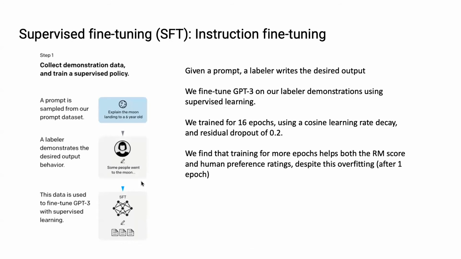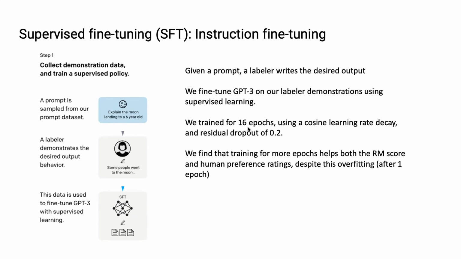Okay, that's the prompts. And then in step 1, they just sample a prompt from their prompt datasets, and then ask the labelers to write the desired outputs, and then they update the model weights to fine-tune the model. Yeah, so they fine-tune the GPT-3. So I think they use a smaller GPT-3 model. Yes, I will show next. So they directly use a GPT-3 model as a backbone.